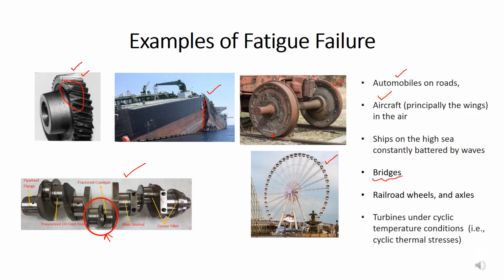Bridges, so on a bridge the traffic generally varies at different points of time. So the traffic also induces fatigue loading in the bridge. Turbines, when subjected to cyclic temperature conditions, for example steam turbines, if the temperature of the steam varies, then cyclic temperature conditions are produced, and this in turn produces cyclic thermal stresses. So that also introduces the fatigue loading.